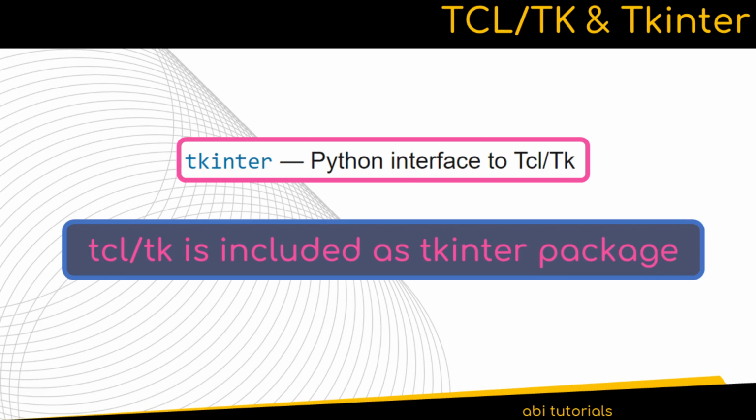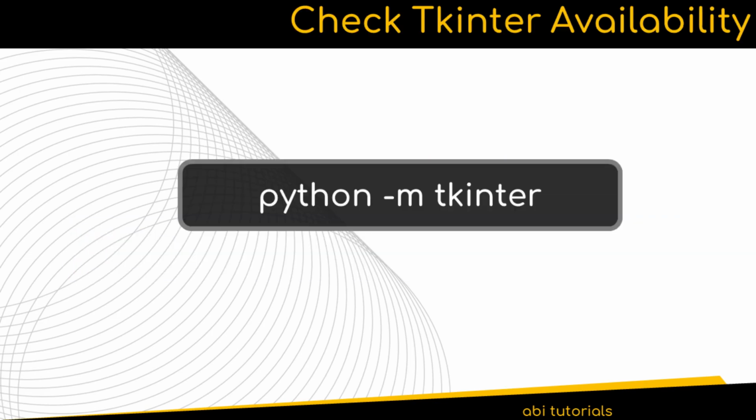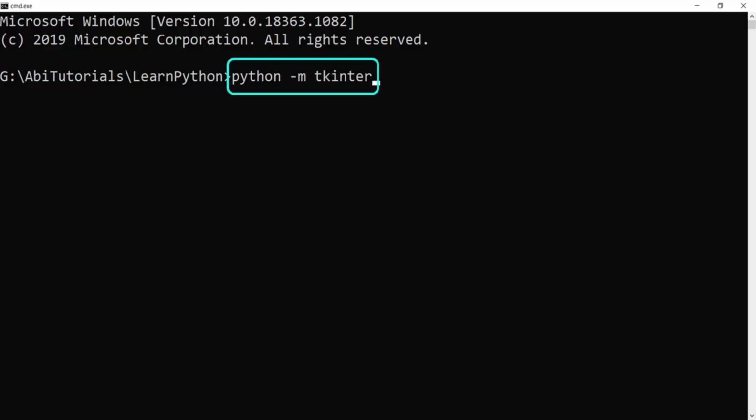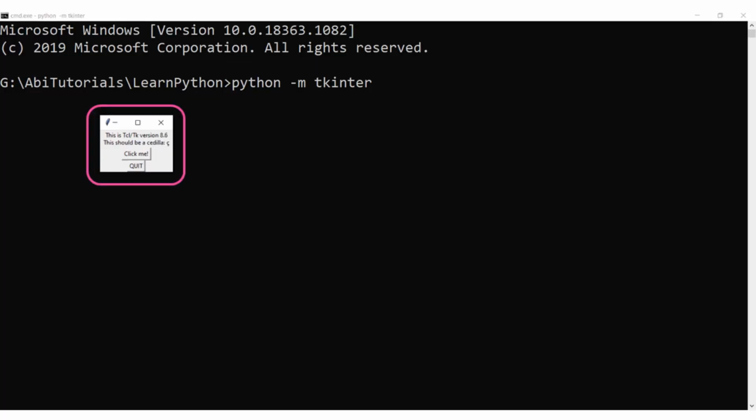Let's now start creating some GUI in Python. To check whether tkinter is installed in your Python environment, type the command python -m tkinter. Let's now do it from a command prompt. Open a command prompt and type python -m tkinter. If tkinter is already installed, you will be able to see the dialog as highlighted in the screen.